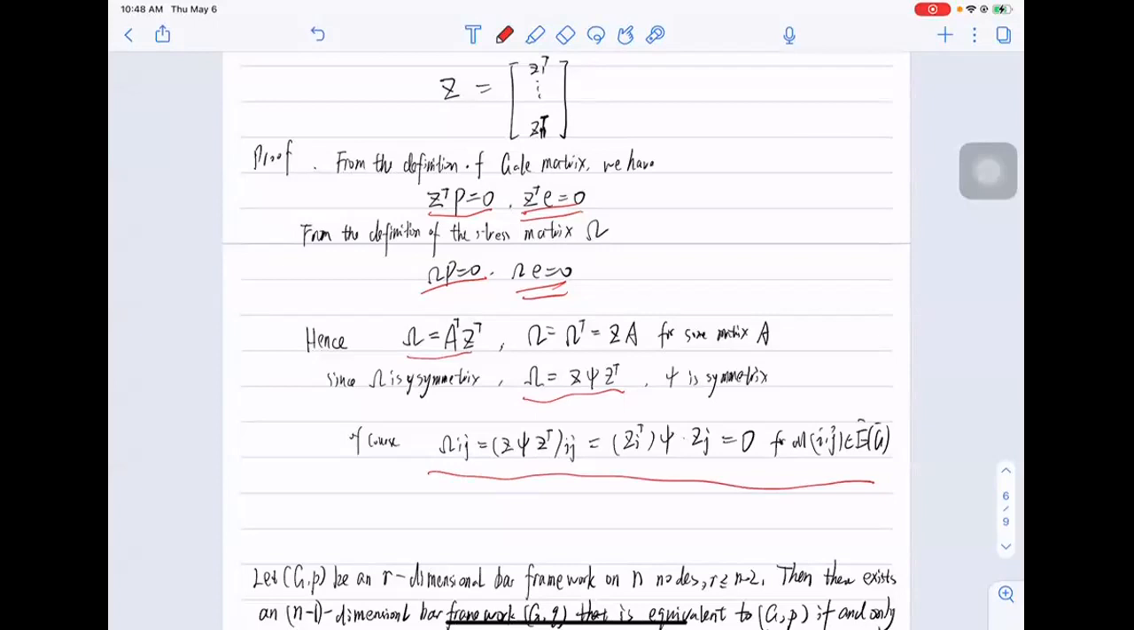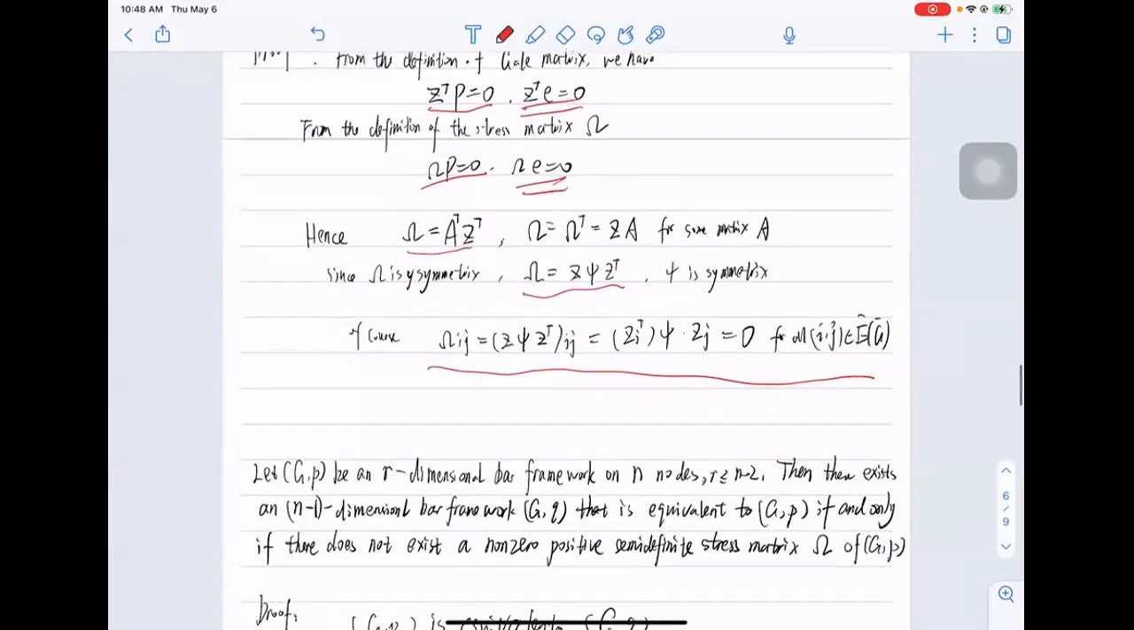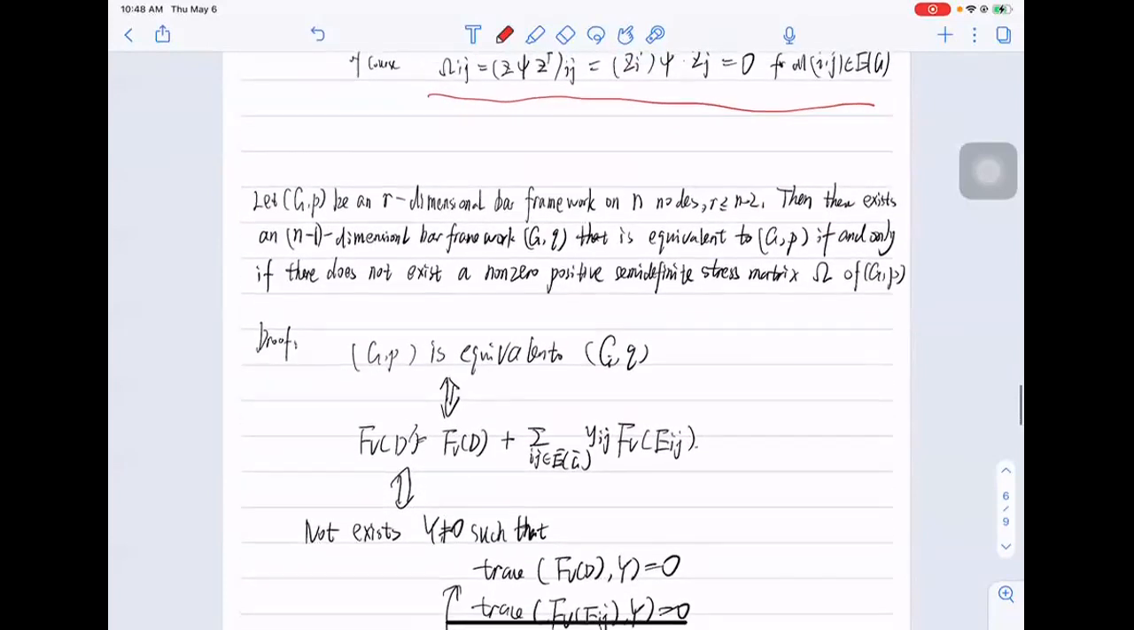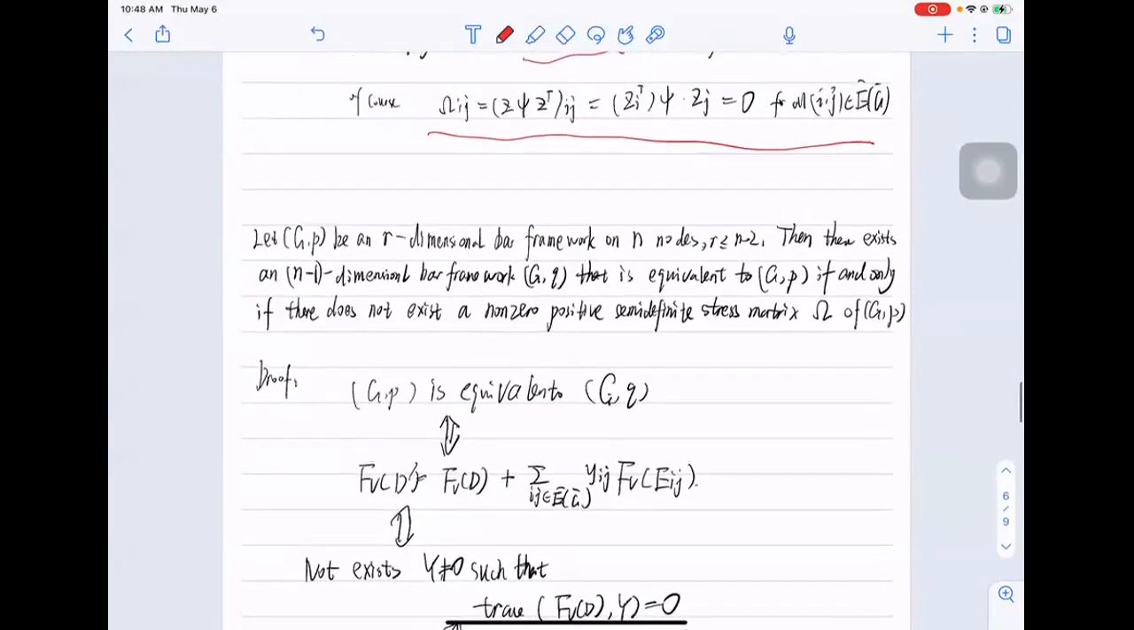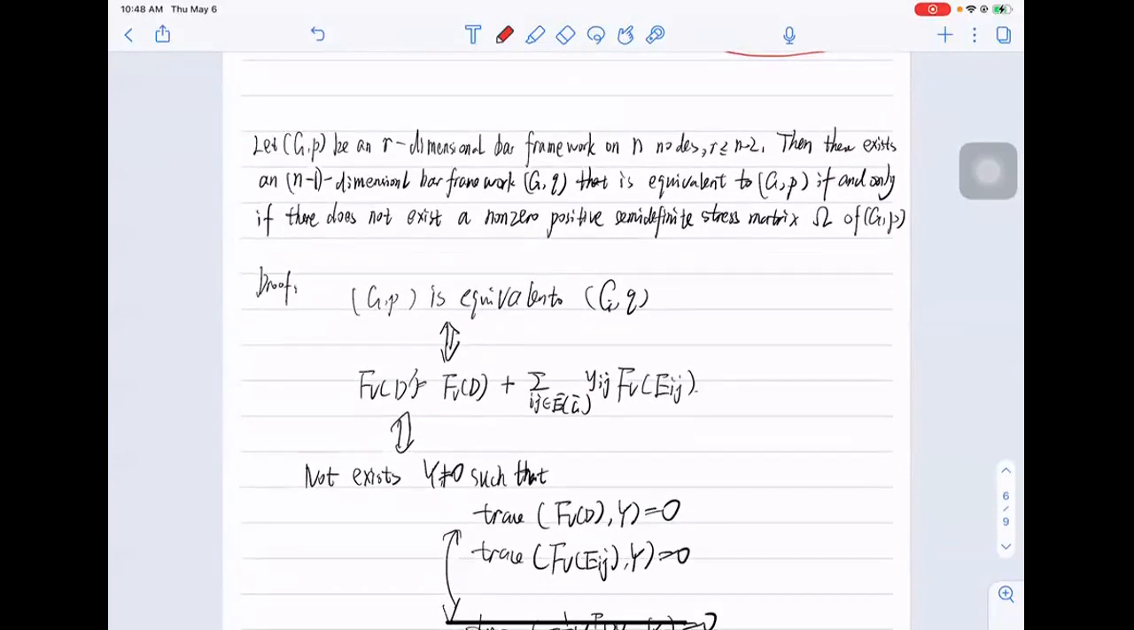Okay. Now let's see how we actually prove this theorem, how we connect this to the theorem of alternative. Suppose GP is equivalent to GQ. So GP is an r-dimensional bar framework on n nodes, and suppose there exists an n-1 dimensional framework GQ that's equivalent to GP.